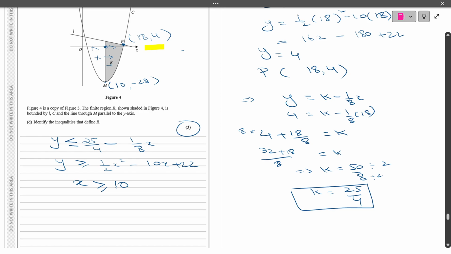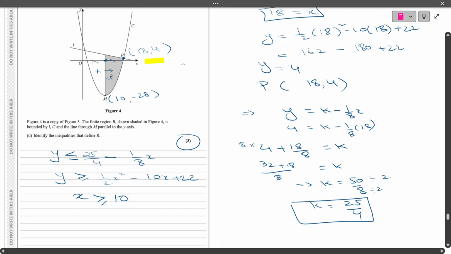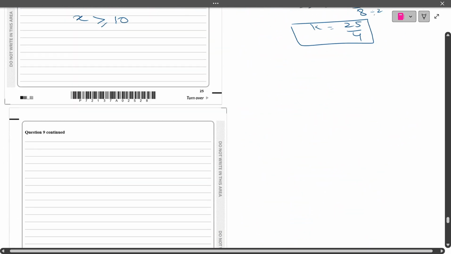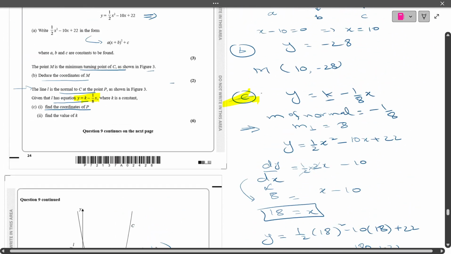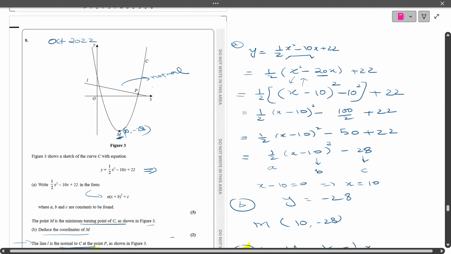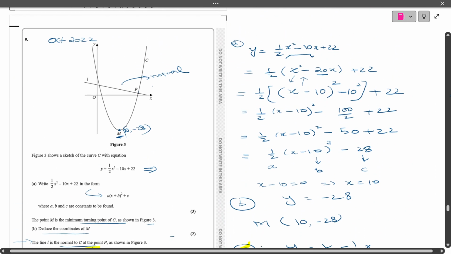Okay, that's it for this question number 9 from paper October 2022, Pure Mathematics P1.